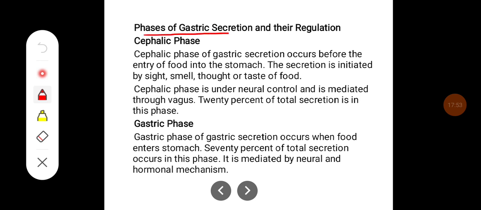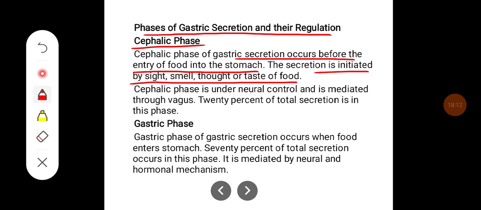Phases of gastric secretion and their regulation. The phases of gastric secretion are the cephalic phase, gastric phase, and intestinal phase. The cephalic phase of gastric secretion occurs before the entry of food in the stomach. The secretion is initiated by the sight, smell, and thought of the taste of the food. The cephalic phase is under neural control and it is mediated through the vagus. 20% of the total secretion occurs in this phase.